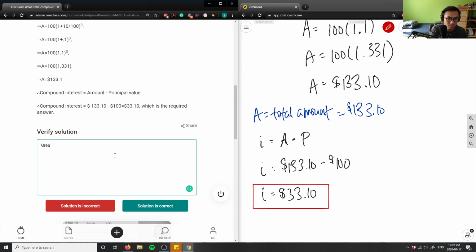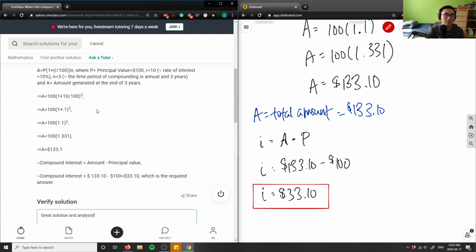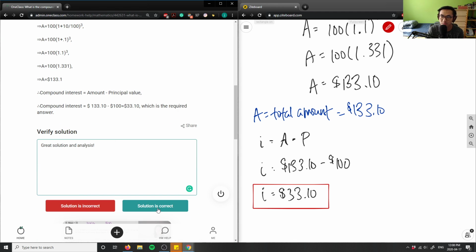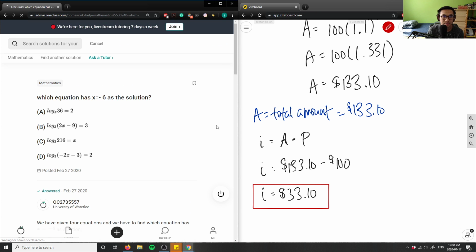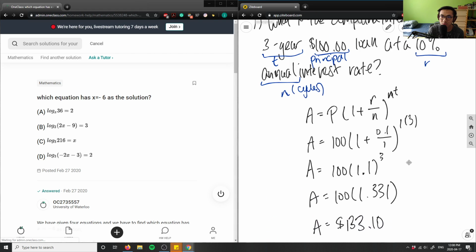This here is a great solution and analysis, right? So what they did was they calculated the total amount first, and they took the interest rate. So the compound interest is I here, and this is amount minus principal value. So the exact same thing here, and they got $33.10. So great solution and analysis. This solution is correct. Okay, sweet. So this is number 1.